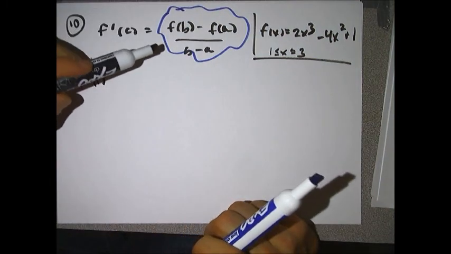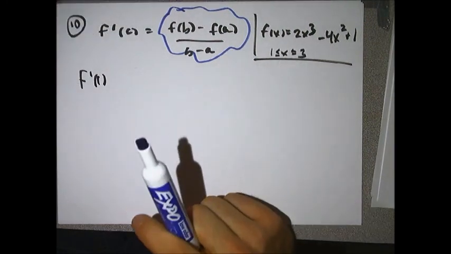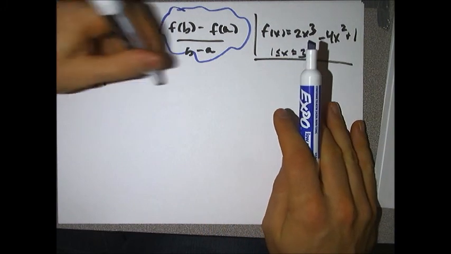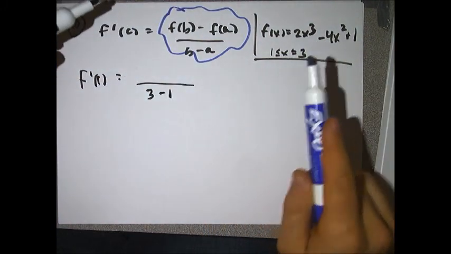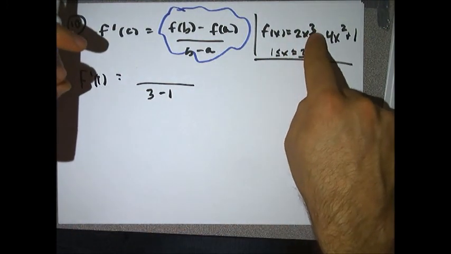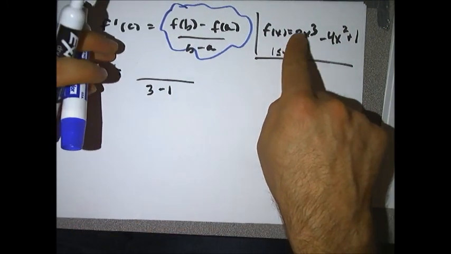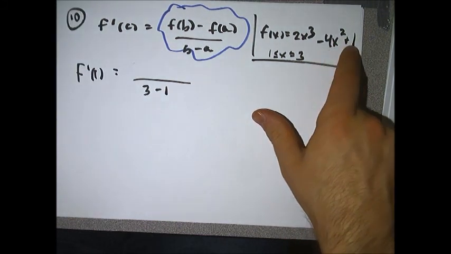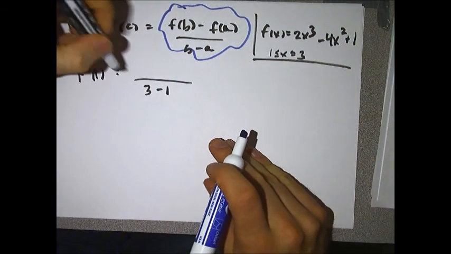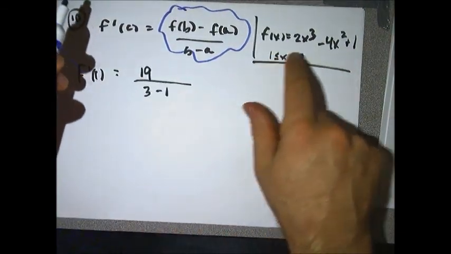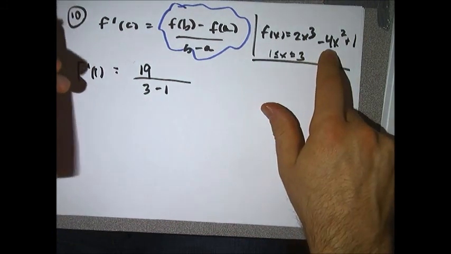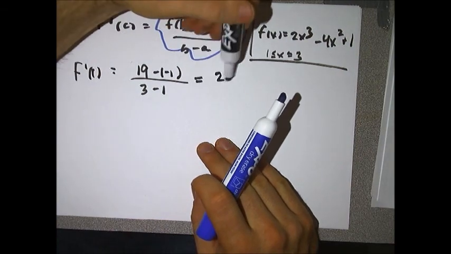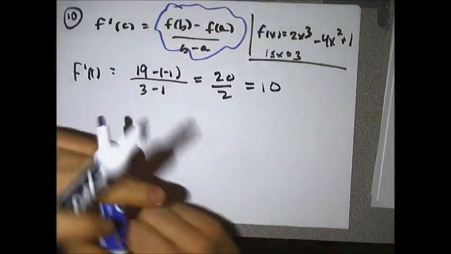So to find f of b minus f of a over b minus a, we just want to plug in the endpoints. So I want to plug in 3, I want to plug in 1, and then it's going to be divided by 3 minus 1. So if I plug in 3 to the third is 27, doubled is 54. 54 minus 9, 36 is 18, and 18 and 1 is 19. Plugging in 1, I have 2 minus 4 plus 1, so minus a negative 1 gives me 20 over 2, and that gives me 10, choice C.